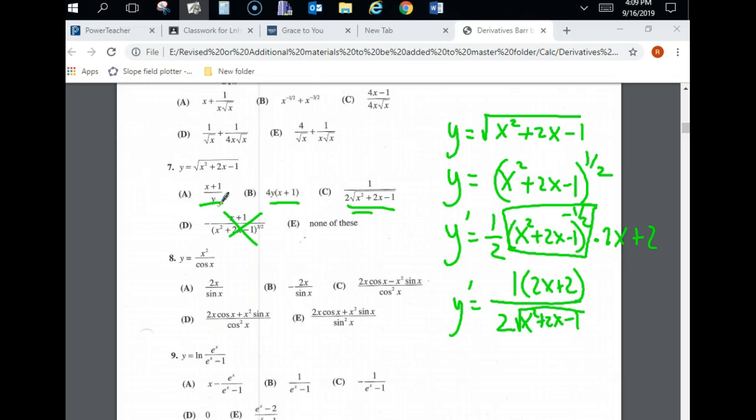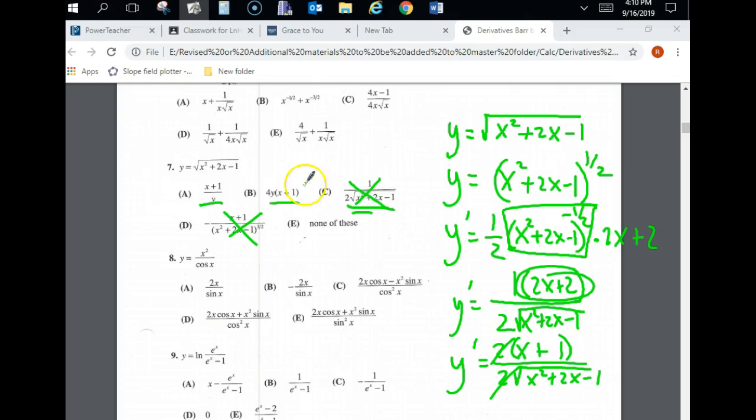Okay, so the first thing that we're going to have here is, notice on the top, I can factor out a 2. So the 2's go away. So now I've got an x plus 1 on the top, which means that's probably not the answer, which means we have this guy, which is an x plus 1 on the top, and this one too. But both of those are really weird answers. So what's up with that y?